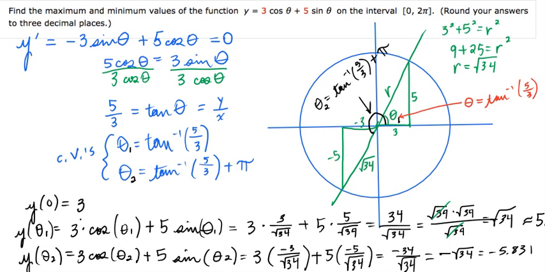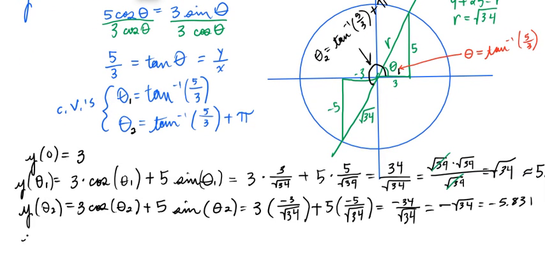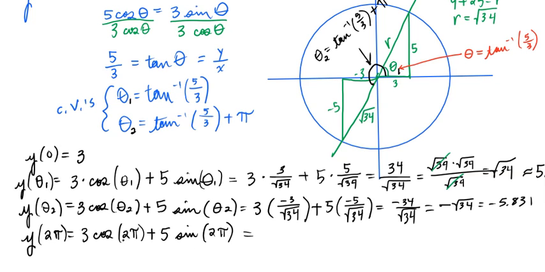Okay, and then last we need to plug in the other endpoint, which was 2 pi. Right here, the other endpoint of the interval. We need to plug in 2 pi into y. That would be 3 times cosine of 2 pi plus 5 times sine of 2 pi. Cosine of 2 pi is the same as cosine of 0, is 1, so it's 3. Sine of 2 pi is 0.